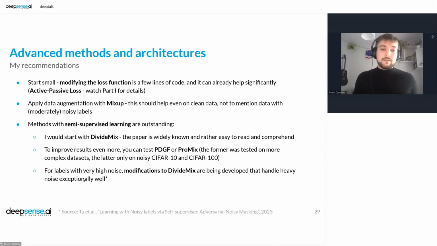And then for labels with very high noise, there are some modifications to DivideMix. They are being developed right now. So we got a sample research paper right here. It's dated February 2023, so one month ago. And by applying some nice tricks to DivideMix, the regular DivideMix, we can achieve very good results on heavy noise. So for example, 80 or 90% of noisy labels.